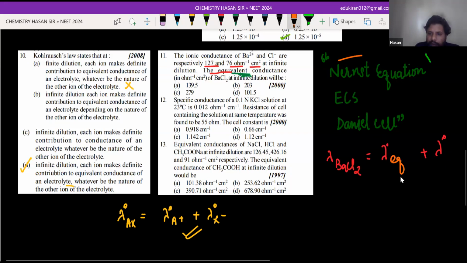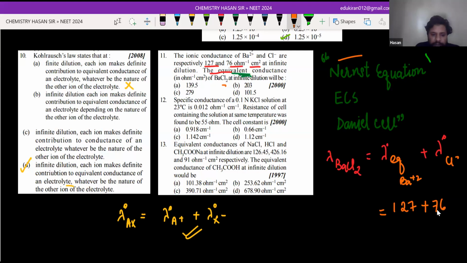And in equivalent conductance, we don't need to balance like here. It is Cl2. If it is molar conductivity, you need to multiply it by 2. So what you need to do is very simple. 127 for Ba plus 2 plus 76, right? When you add it, you will get 203. So the answer will be B.